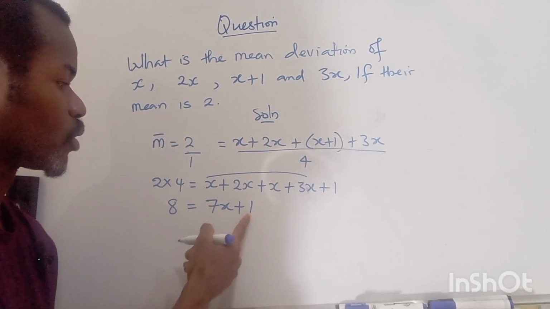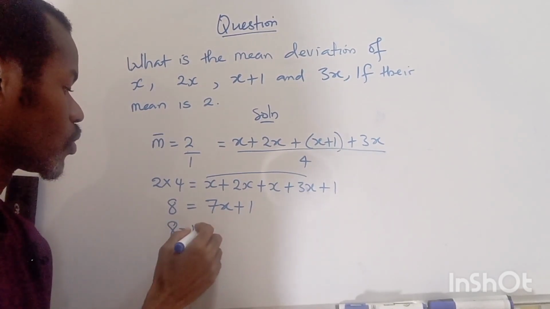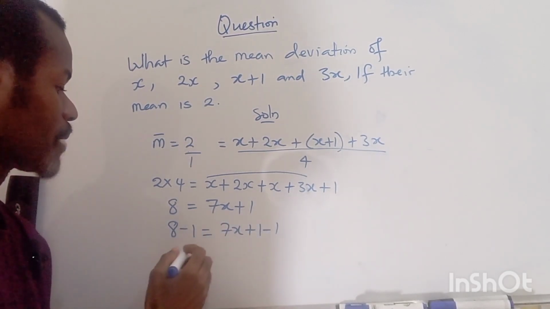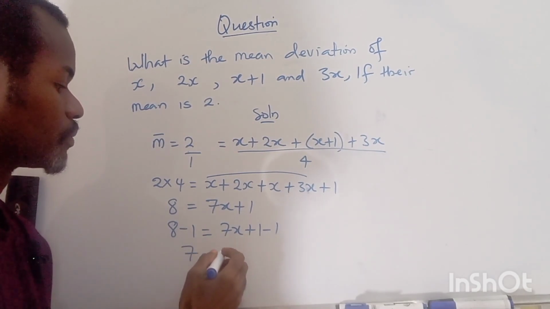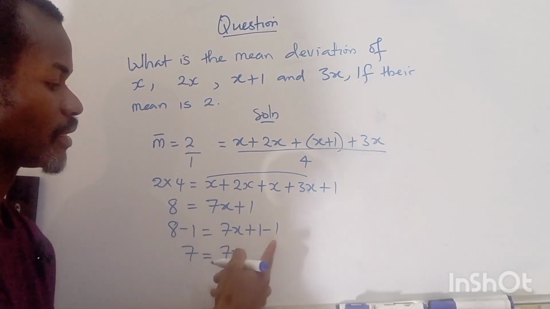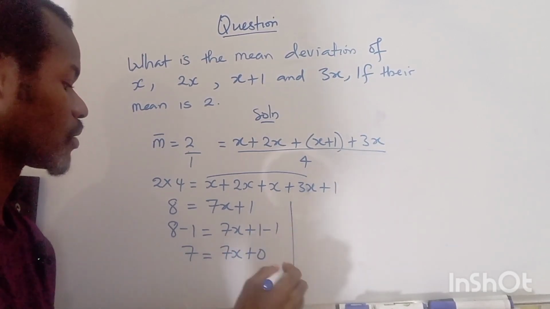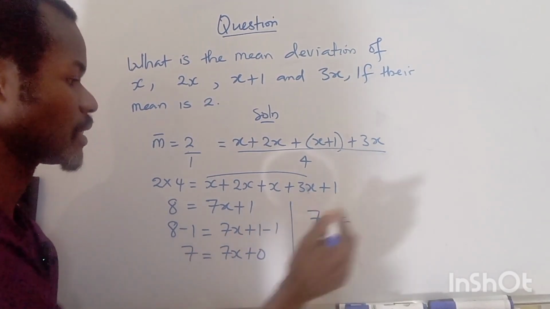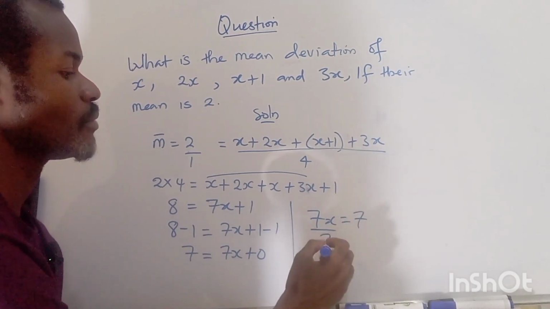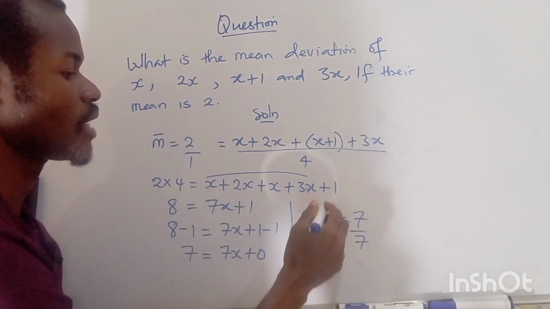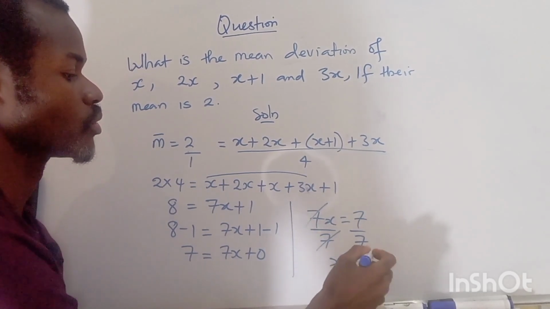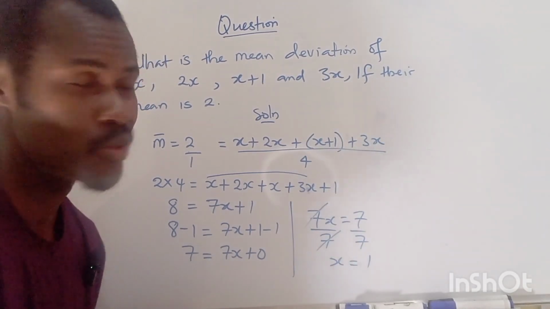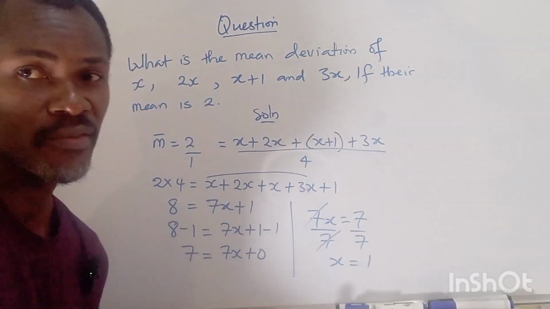Now to find x, we have to subtract 1 from both sides. So we have 8 minus 1 equals 7x plus 1 minus 1. So 8 minus 1 is 7, which equals 7x plus 0. 7x plus 0 gives us 7x, which equals 7. Now we're going to divide both sides by 7. This will cancel out, so our x is equal to 1. Now that we know the value of x, we can find the rest of the other values.